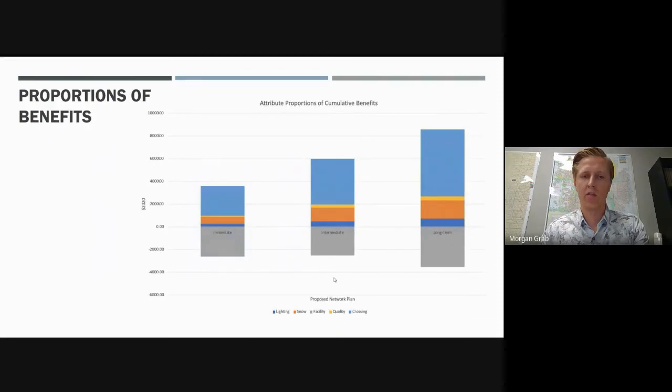So finally, looking at the contributions from each factor to the total benefits seen for this network, we can see that crossing type and facility type are the greatest contributors to the benefits, with quality of path and lighting being of lesser importance. However, this is not a standard generalized proportion. This is specific to each network and the specific needs of that network.